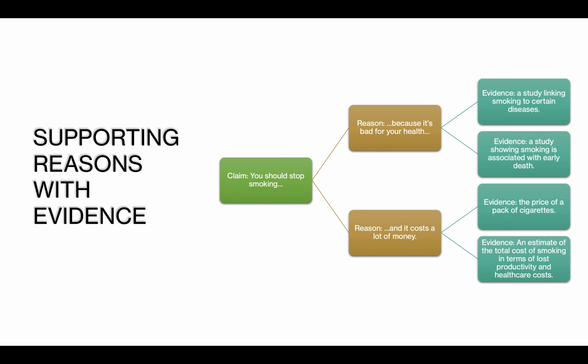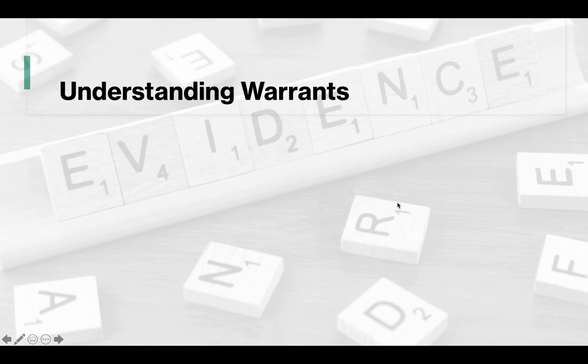There's an additional element to think about here, and this is the trickiest one, which is that in addition to reasons and evidence, the Toulmin model also asks us to think about something called warrants. And warrants are often invisible in an argument. They're often things that we aren't explicitly stating.